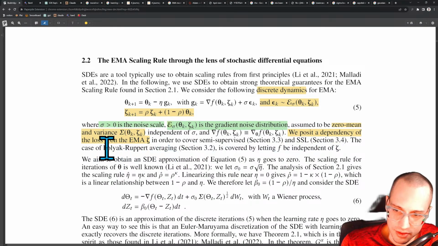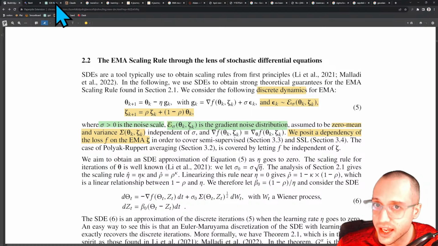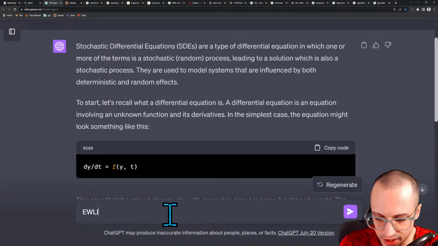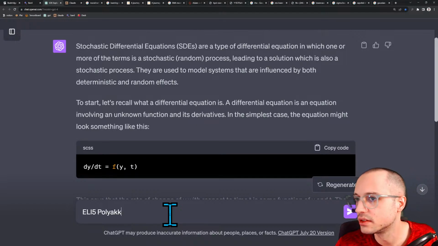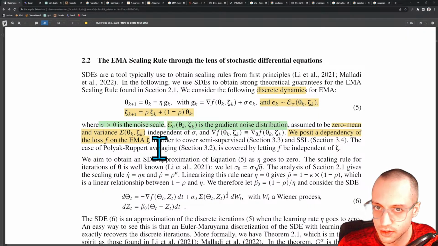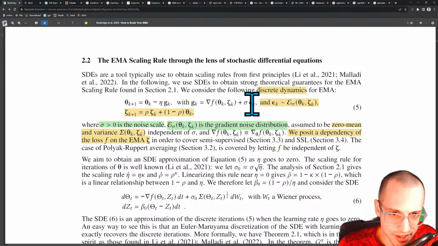What? Okay. Is there an Eli 5 for Polyak-Ruppert averaging? I don't even know how to spell that. Eli 5. Polyak. Looks like lowercase epsilon. It does, but this is lowercase epsilon.